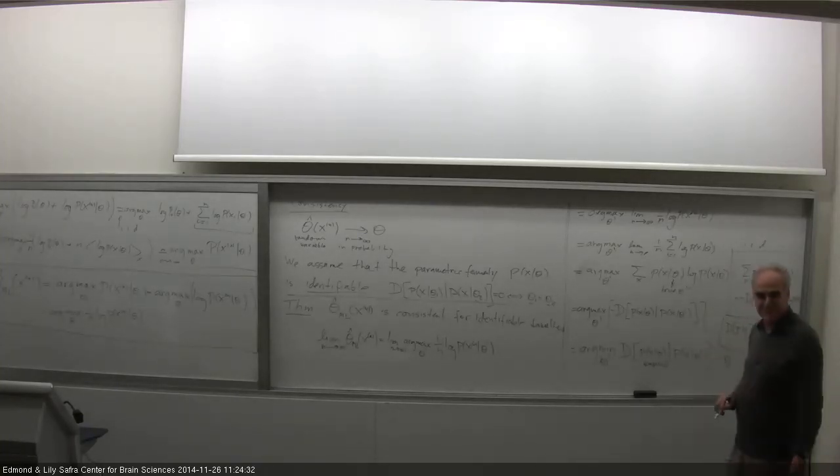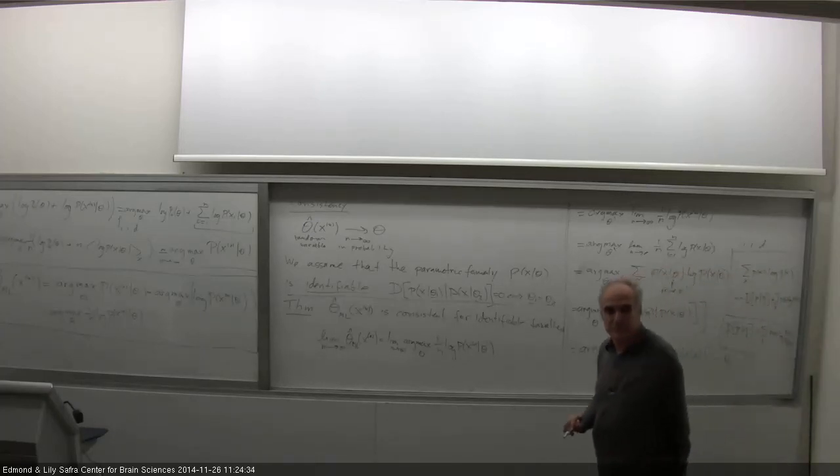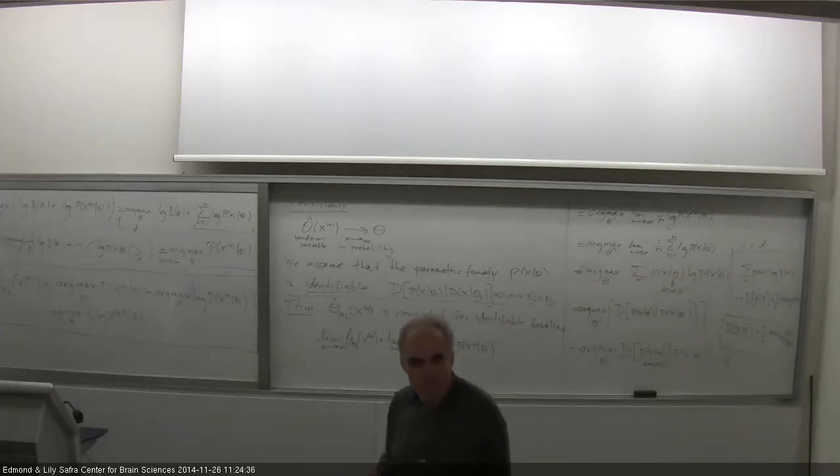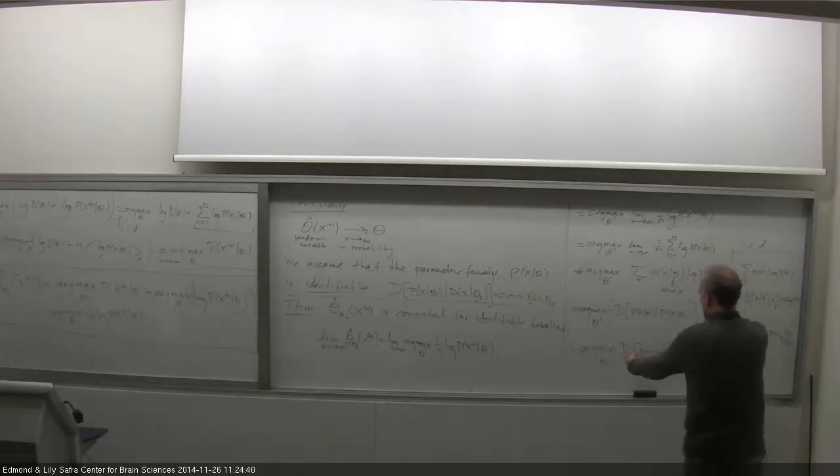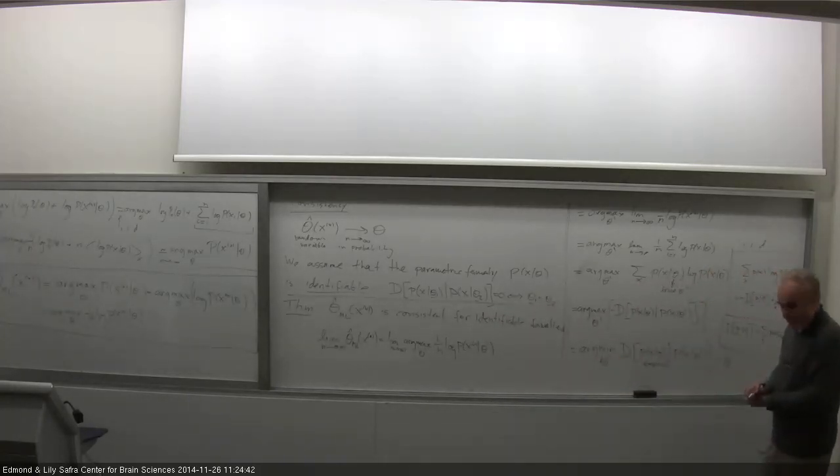Which one of the distributions is the empirical one? The theta prime or the theta? No, the theta prime is the one I'm minimizing over, and theta is the true one.